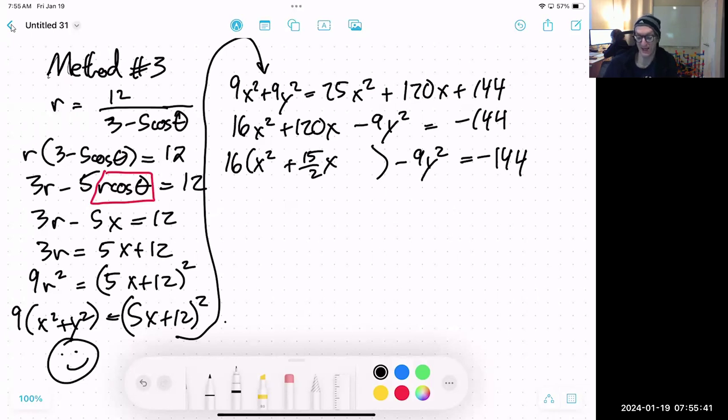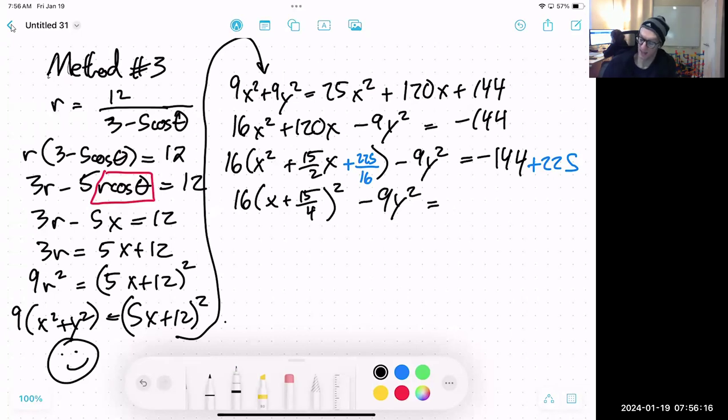Did we do this correctly? 8 times 15 is 120, so that is correct. Okay, half of 15 halves is 15 fourths. So I need to add in 225 over 16 here. So when doing that, of course, what I have really done to the left-hand side is add 225. So I add 225 to the right. Okay, and this gives me 16 times x plus 15 fourths squared minus 9y squared equals, and whatever that is, 56 and 25 is 81. Did I do that correctly?